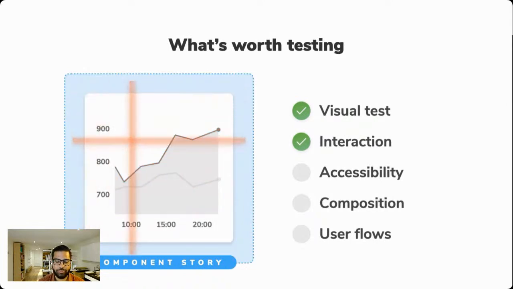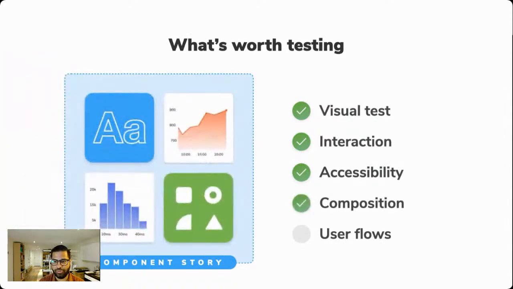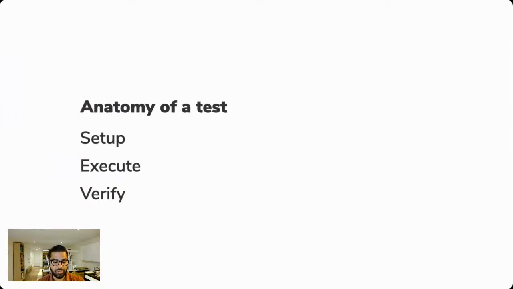Regardless of how you go about writing a test, generally the shape of the test tends to be quite similar. You start by setting up some kind of scenario, then you execute an action, and then lastly you verify whether the output is what you expect it to be or not.